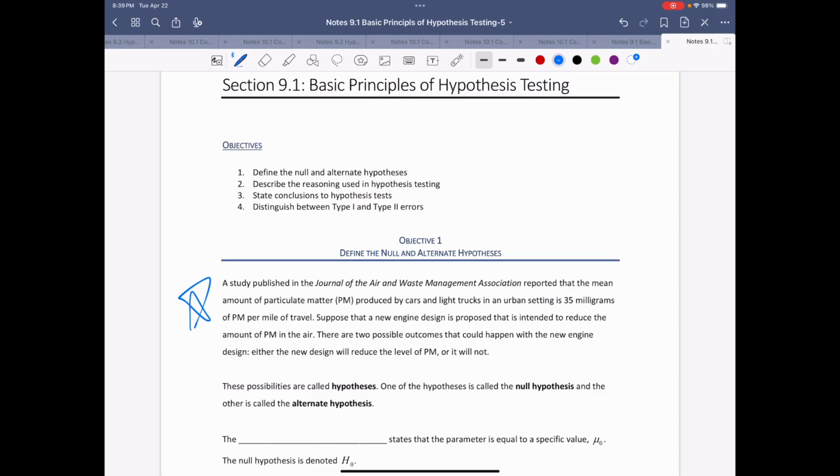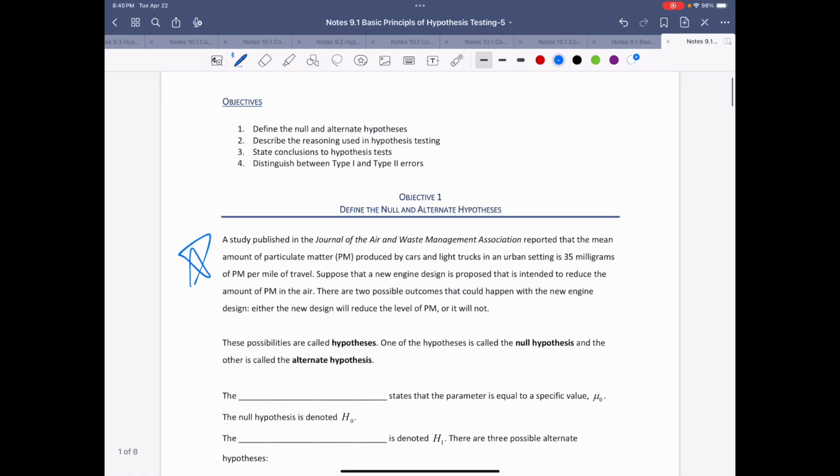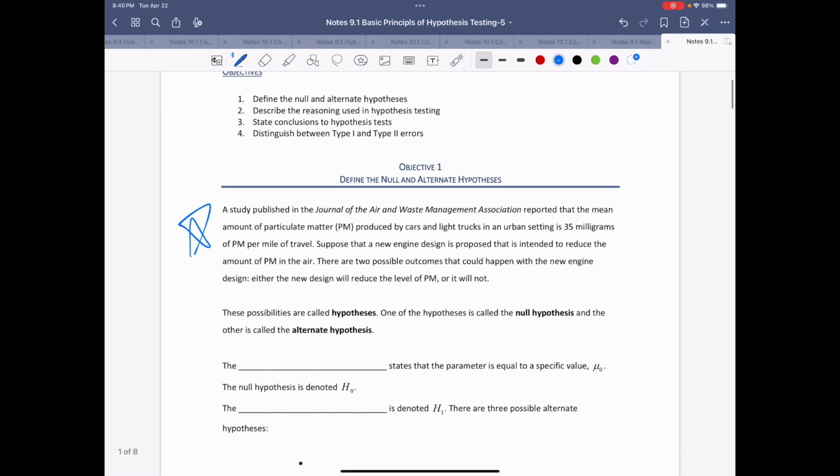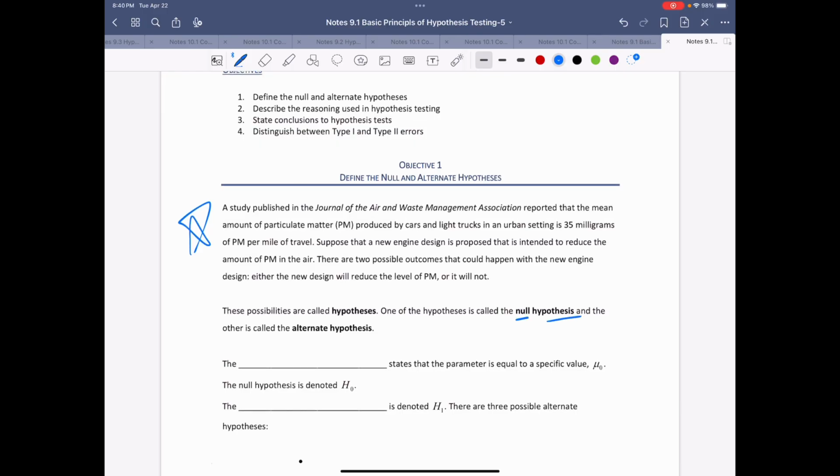It said a study published in the Journal of the Air and Waste Management Association reported that the mean amount of PM produced by cars and light trucks in an urban setting is 35 milligrams of PM per mile of travel. Suppose that a new engine design is proposed that is intended to reduce the amount of PM in the air. There are two possible outcomes that could happen with the new engine design. Either the new design will reduce the level of PM or it will not. And these possibilities are called hypotheses. One of the hypotheses is called the null hypothesis, and the other is called the alternate hypothesis.